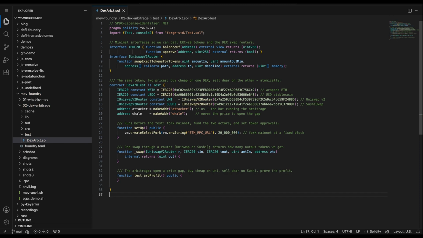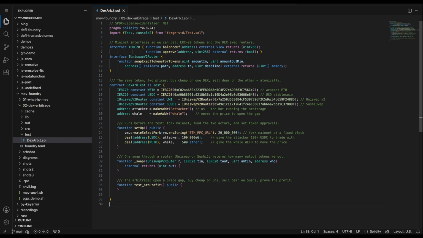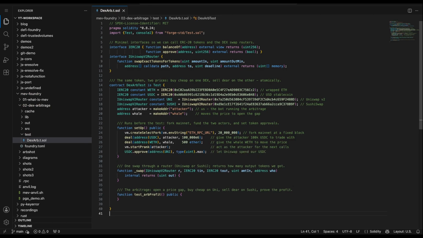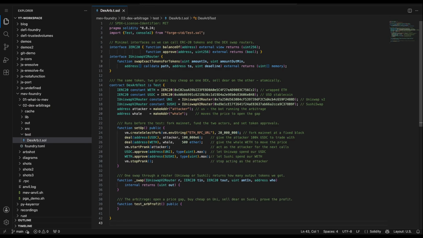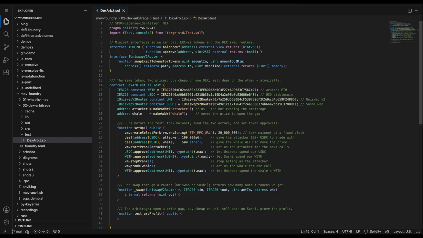First, setup, which runs before the test. We fork mainnet at a fixed block, so it's perfectly reproducible. We hand our attacker 100,000 USDC and the whale 500 WETH to play with. And we approve the routers to spend our tokens, the one-time permission every single DEX trade needs. That's the stage set.